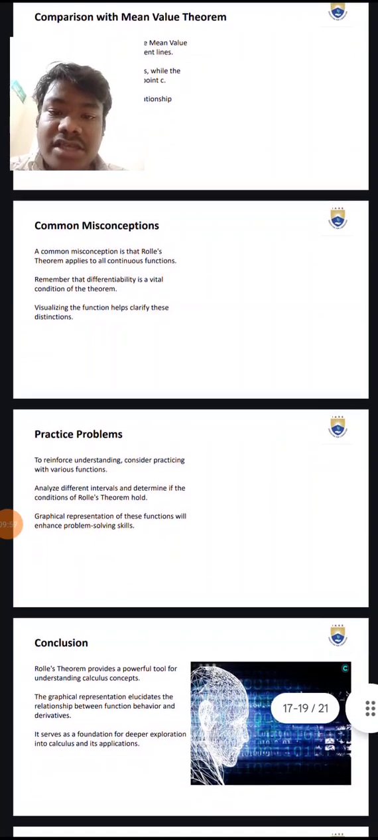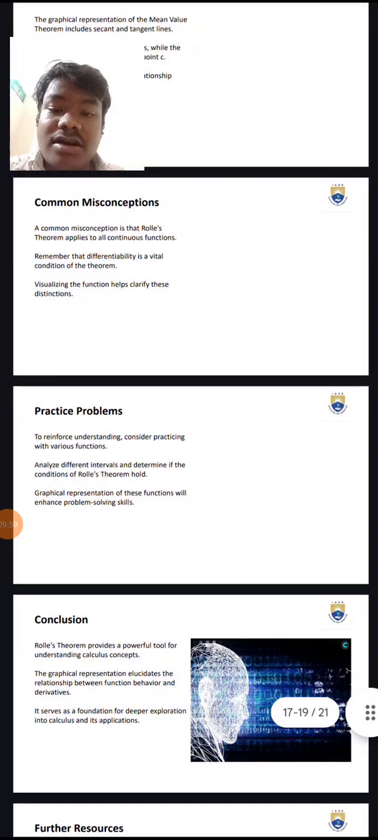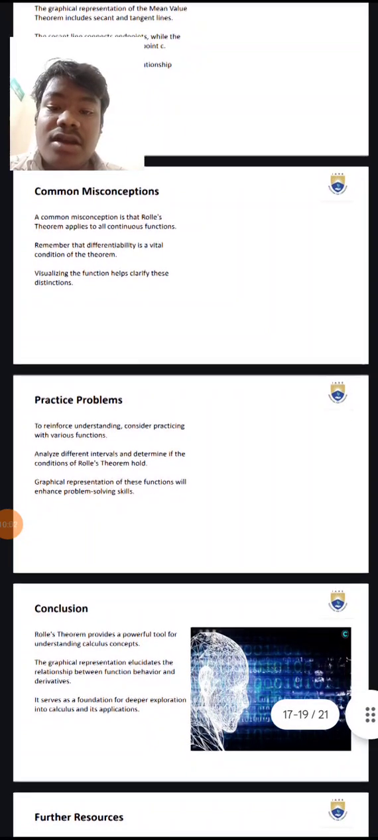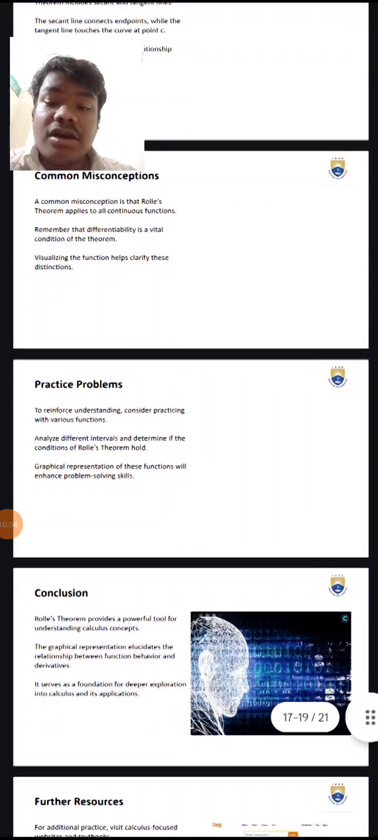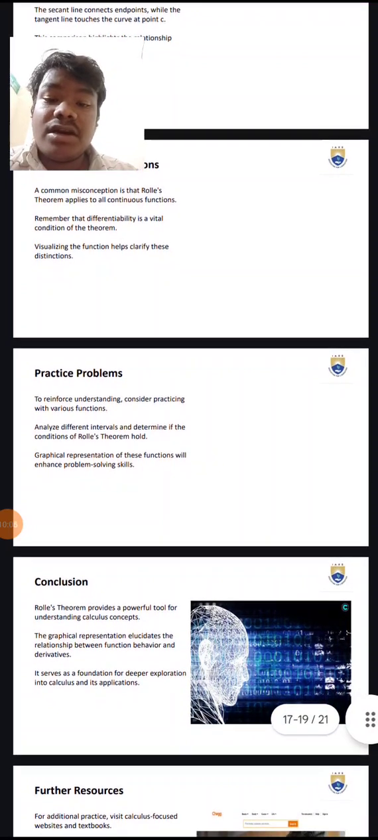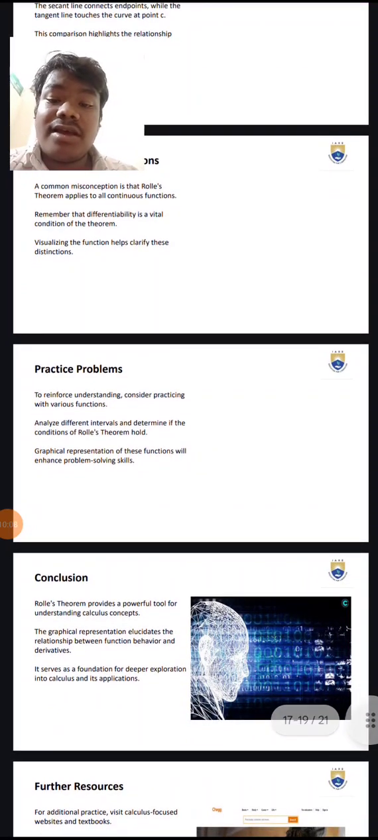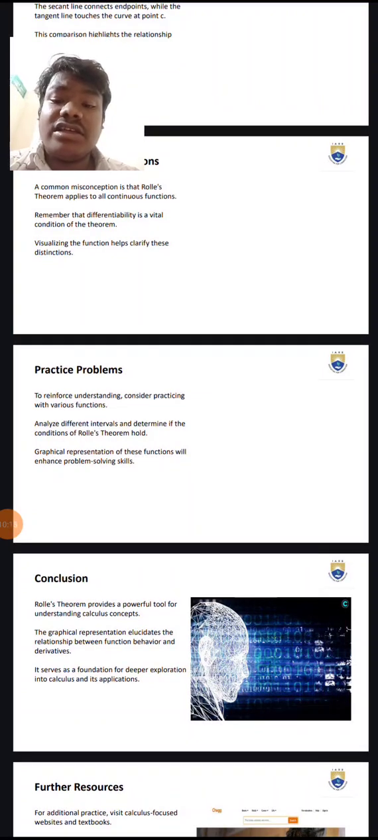Common misconceptions. A common misconception is that Rolle's theorem applies to all continuous functions. Remember that differentiability is a vital condition of the theorem. Visualizing the function helps clarify these distinctions.